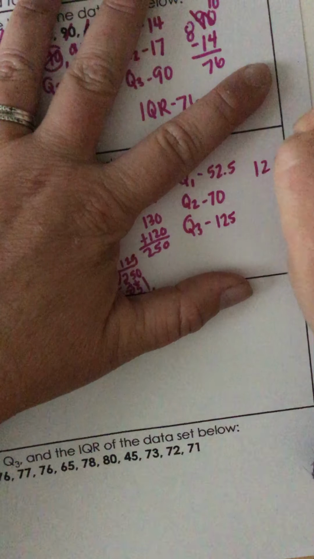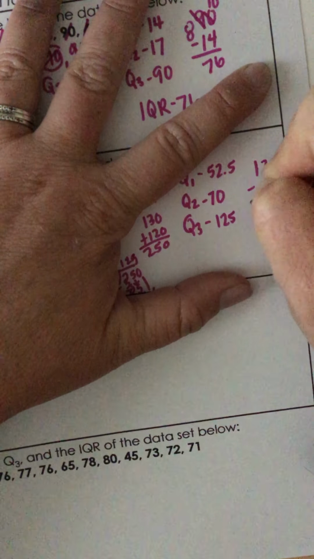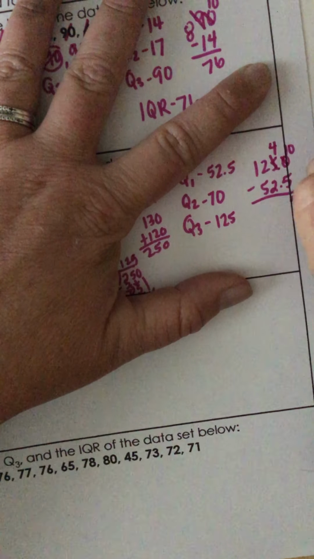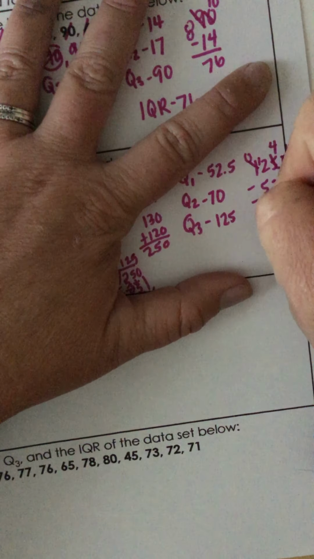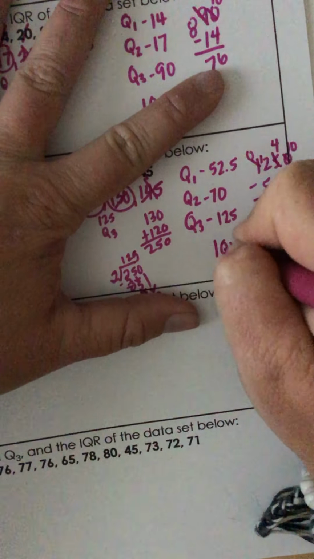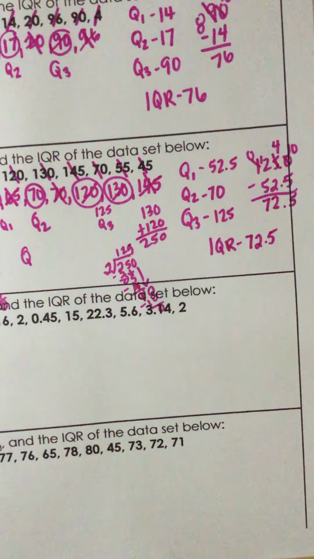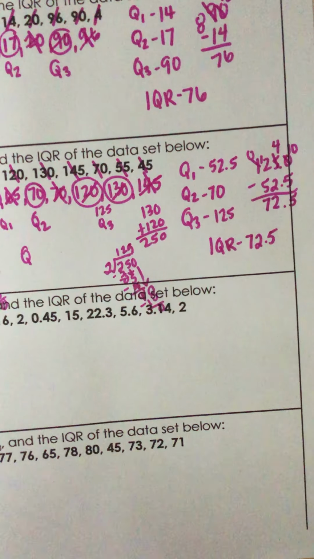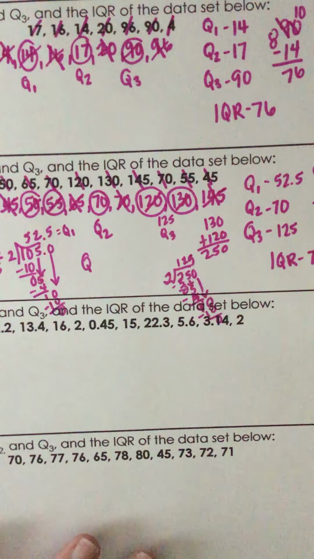So then I'm going to subtract these two numbers, making sure I line up my decimals when I do my subtraction. Okay, so my IQR for the second one is going to be 72 and a half. And again, that's a pretty large range. So therefore, this data set has a wide range or a large variation. All right, if you have any questions, please make sure you ask.